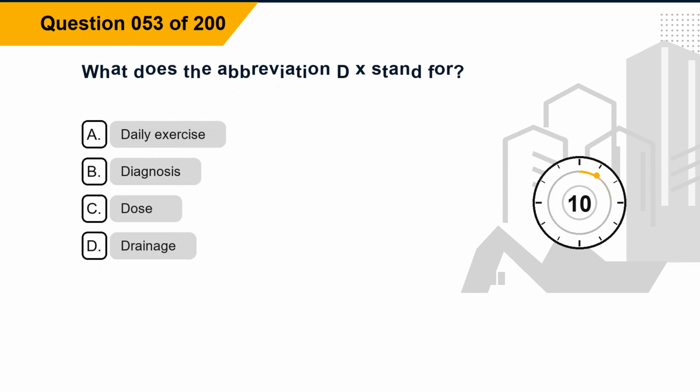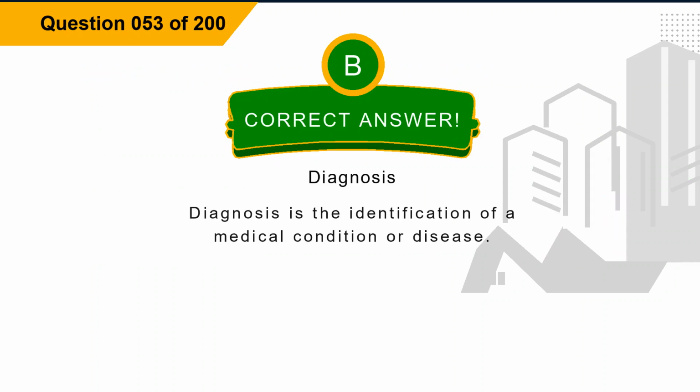Question 53. What does the abbreviation DX stand for? Option A, Daily Exercise. Option B, Diagnosis. Option C, Dose. Option D, Drainage. The correct answer is option B, Diagnosis. Explanation. Diagnosis is the identification of a medical condition or disease.